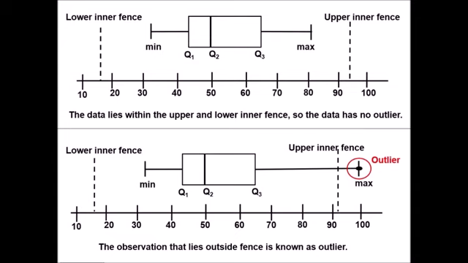When we construct a box and whisker plot, we need to calculate the lower and the upper inner fence. If our data lies within the upper and the lower inner fence, then the data has no outliers. If we calculate and get a value for the upper inner fence less than the maximum value, then the maximum value will become an outlier for this data. The same goes if we get the value for the lower inner fence more than the minimum value, then the minimum value will become an outlier.